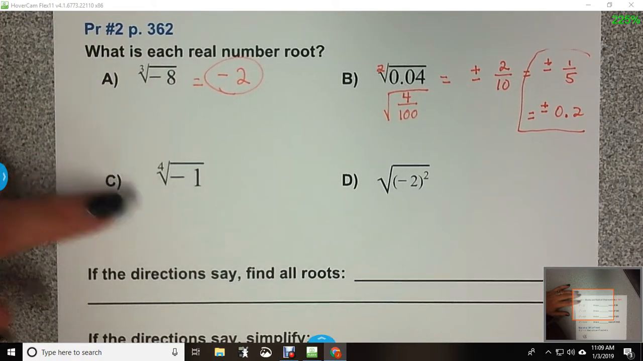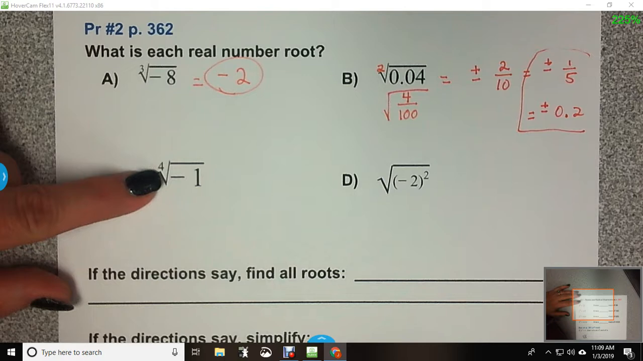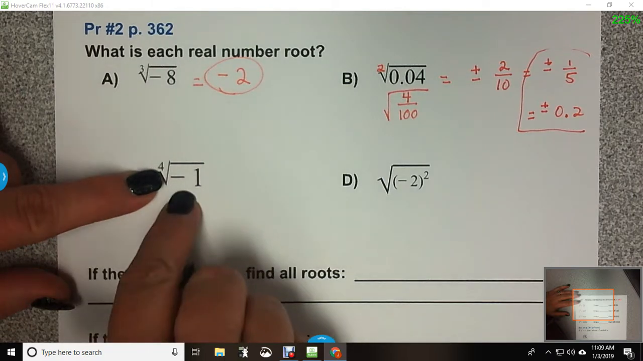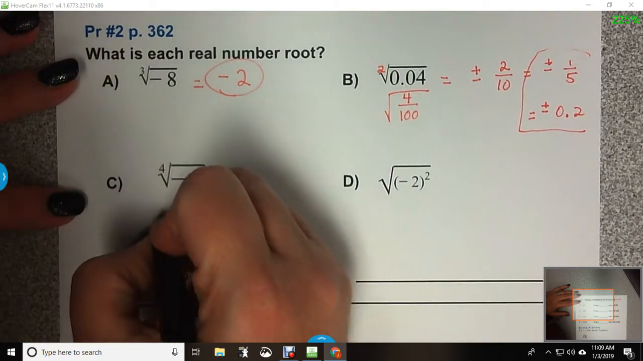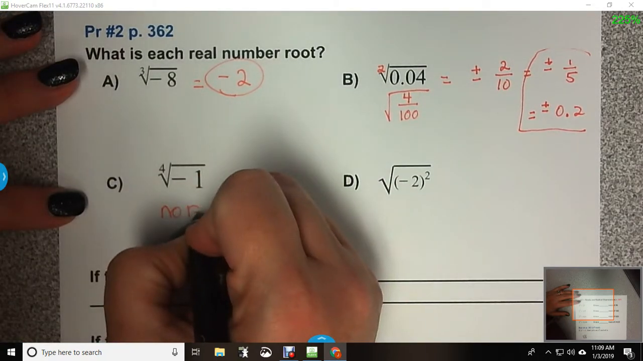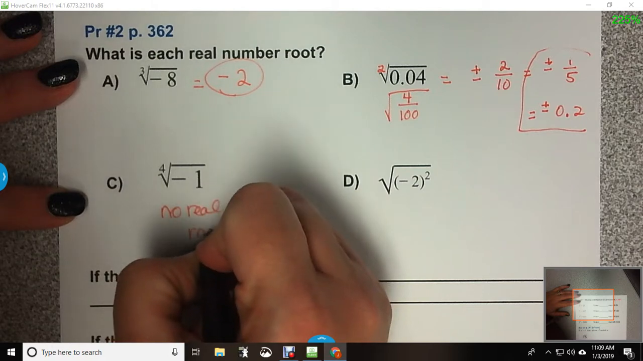Now for part C, this is a fourth root. That is an even index, but I have a negative number underneath. When you have an even index and a negative underneath, there are no real roots.